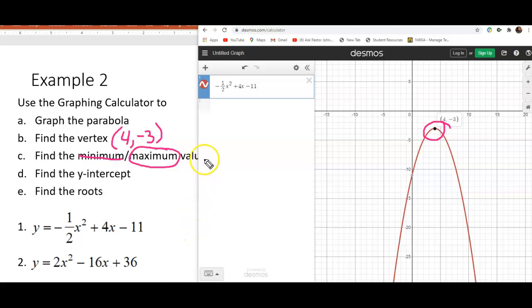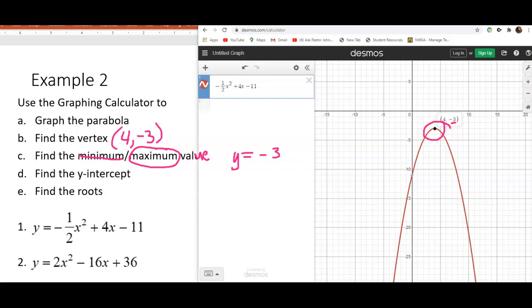And what is the maximum value? When we're talking about minimums and maximums, we're talking about the y value. So in other words, what's the highest y value? What's the maximum y value? And the answer there is the y part of the vertex. The answer is -3. So we have a vertex. We know this is a max, and the maximum value, in other words, the highest y value, is -3.